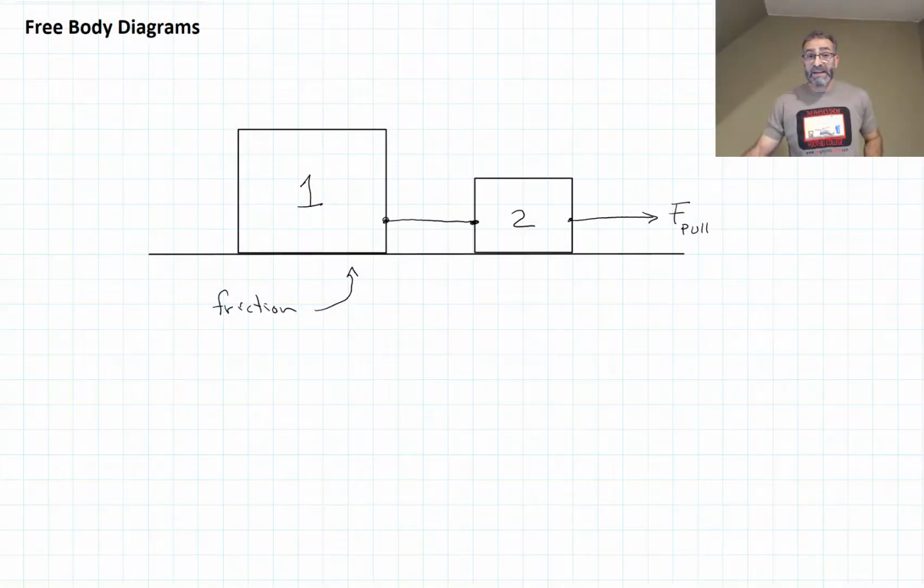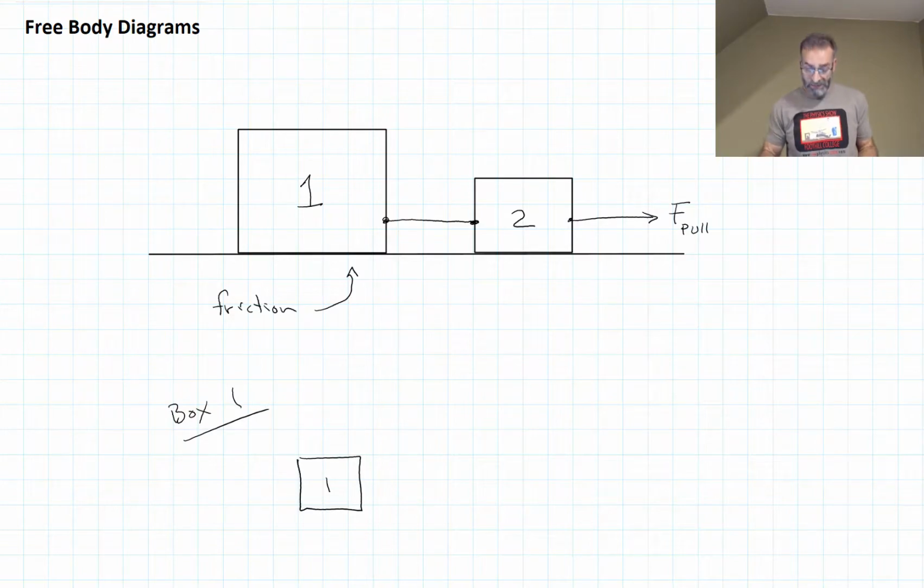I think we should do a quick example where we have to keep track of subscripts. In this case, we're pulling on box 2. Box 2 is connected to box 1 with a rope. So both boxes are moving along to the right, and there's friction between the boxes and the ground. So let's draw free body diagrams for box 1 and box 2.